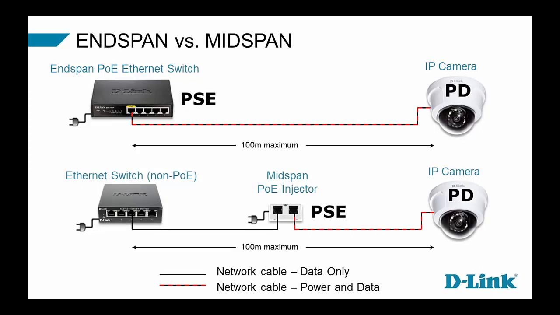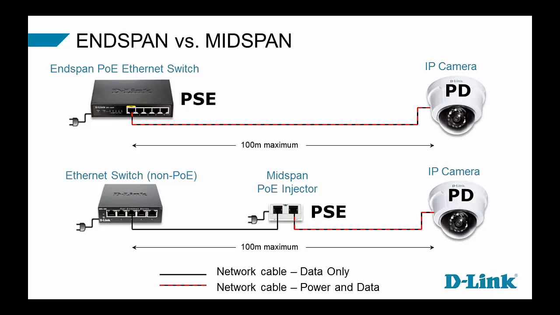Here on the left side we have an Ethernet switch, but this is a non-PoE switch. This is just a traditional Ethernet switch. So I'm showing just a black line or a black cable coming out, signifying this is data only. This is just the ones and the zeros, the Ethernet data.